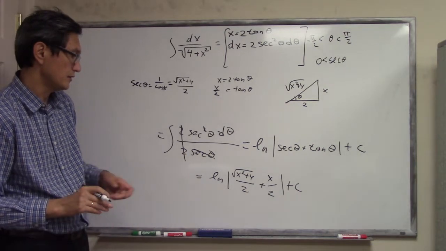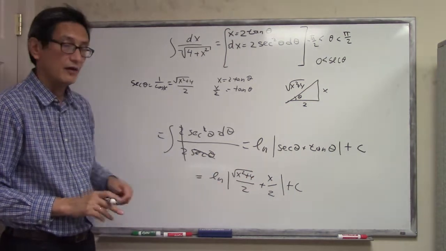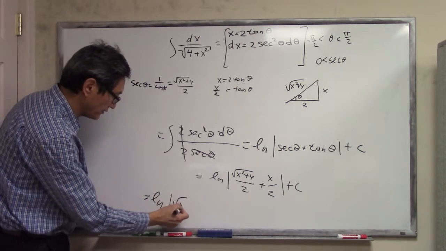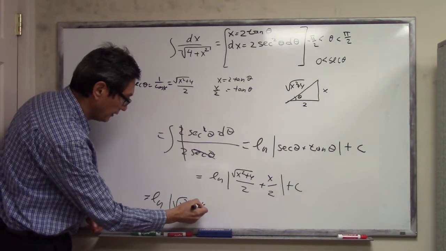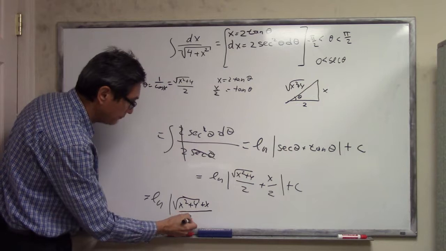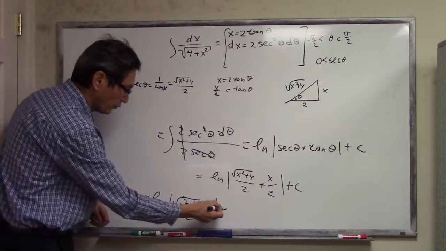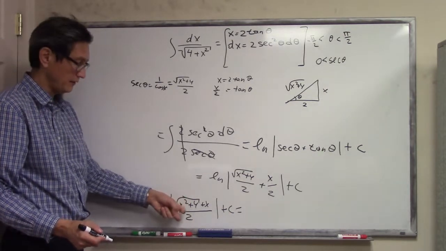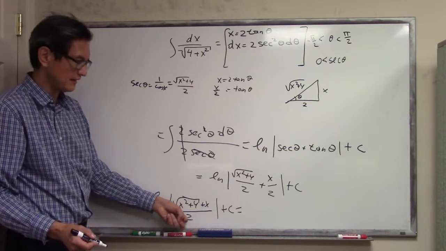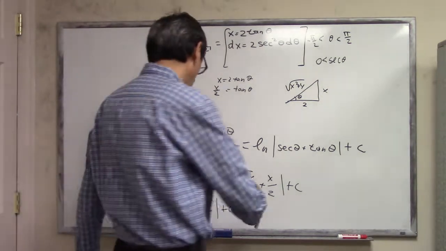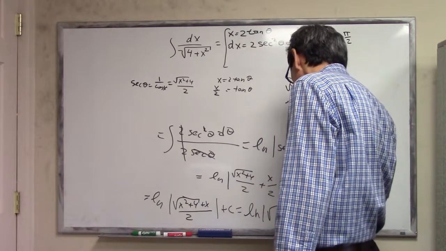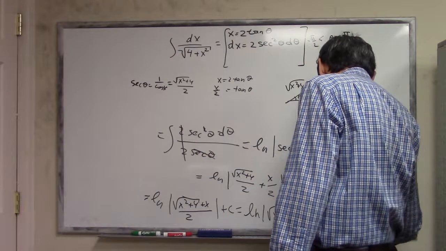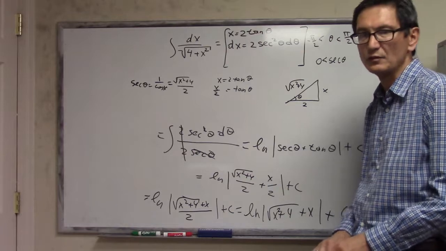The only thing we want to do is rewrite that as combined fractions. So we're going to get the natural log of the square root of x squared plus 4 plus x, over 2. Then you recall the property of log: the natural log of a quotient equals the difference of logs, and the natural log of 2 is a constant that will go together with that C. So anyhow, we're going to get the natural log of the square root of x squared plus 4 plus x, plus another constant C, where this constant C is slightly different from this one.